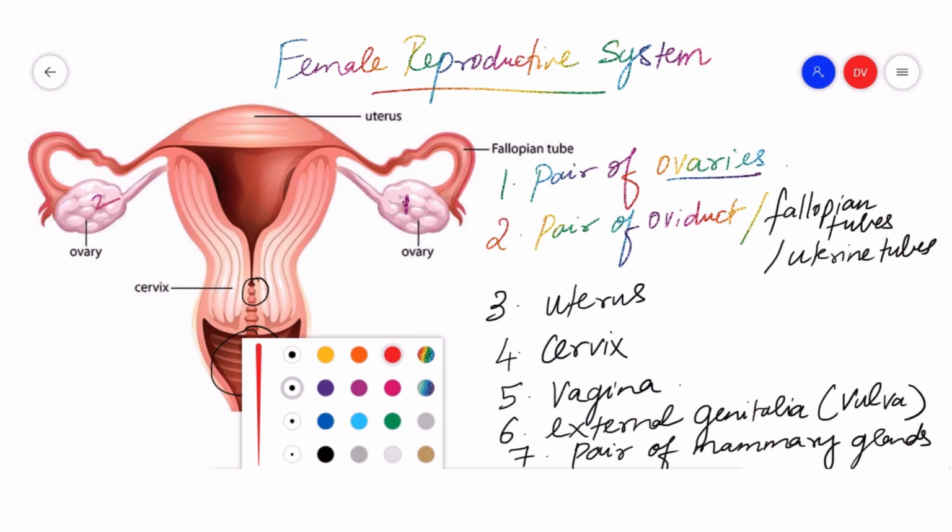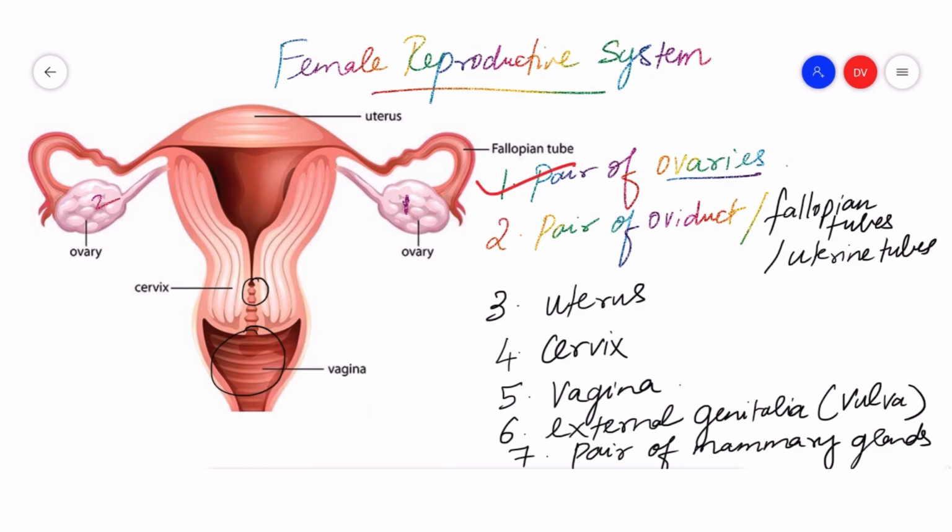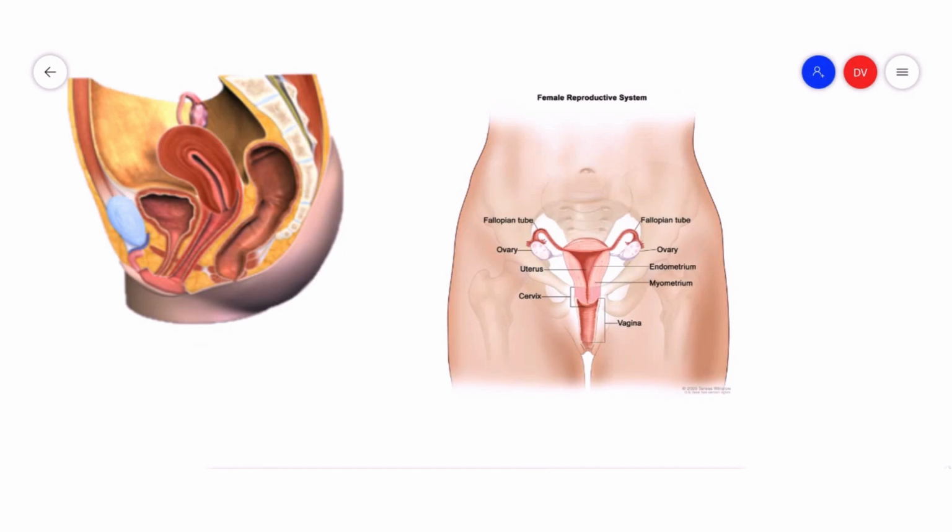Now look at this, guys. A pair of ovaries, pair of oviduct, uterus, cervix, vagina, the external genitalia and the pair of mammary glands. So these are the parts. Let us look at them one by one. Look at this beautiful picture. This picture shows where the location is.